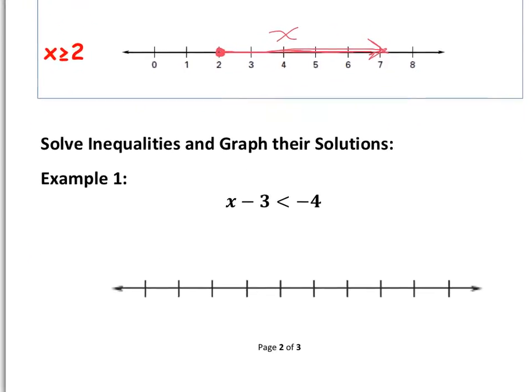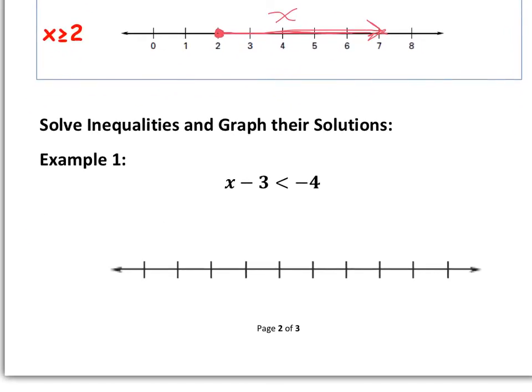All right, now how do we solve an inequality? Well, it's very similar to solving an equation. Here we have our unknown x. We always go directly to the unknown. We look what's around the unknown, and we undo those things using inverse operations. Okay, so what do we have around our x? Around our x, we have subtract 3.